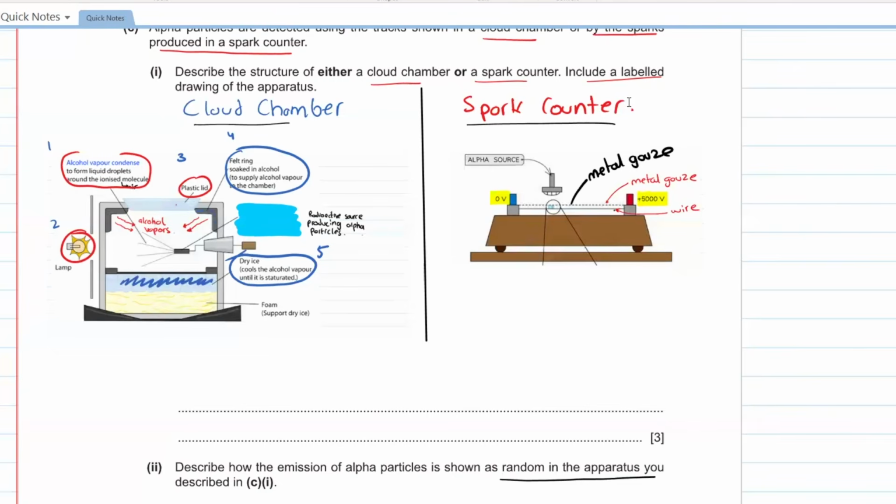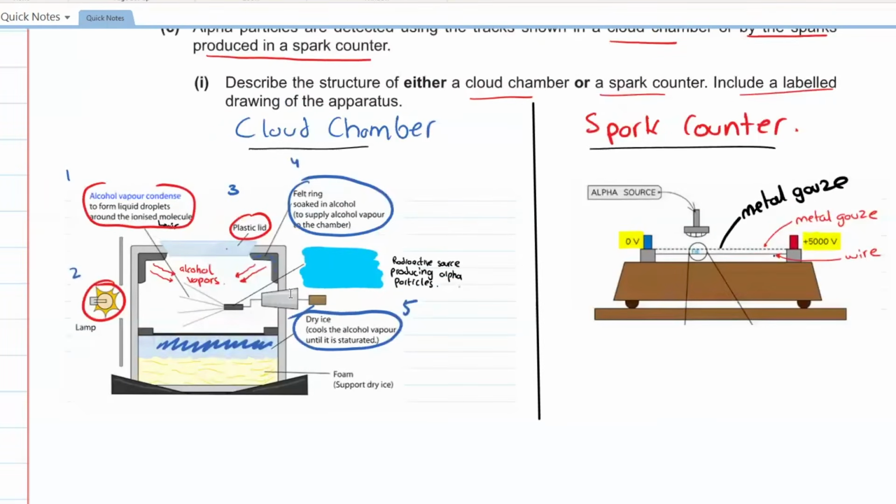Either describe the cloud chambers के भाई, you will give a plastic lid, you will give a lamp for viewing, you will give alcohol felt rings and alcohol vapors, you will give a dry ice for cooling. Either आप ये सारा लिख सकते हो in these 2 lines, or you can show it with a label diagram like this. If you have drawn a label diagram, that is sufficient enough.